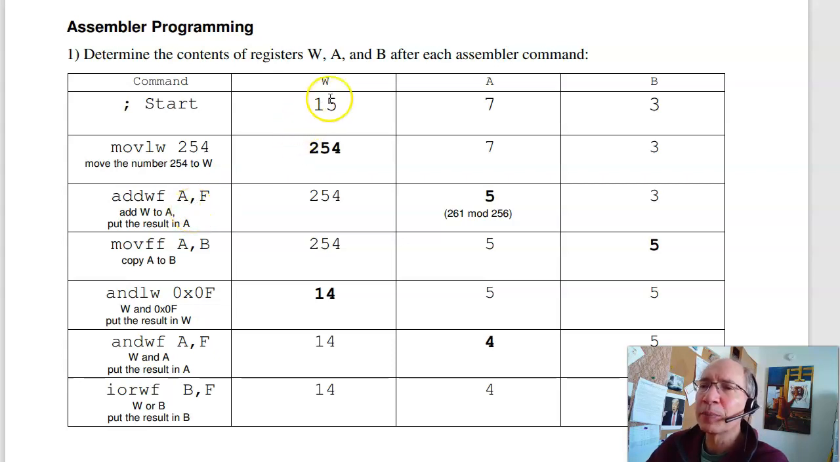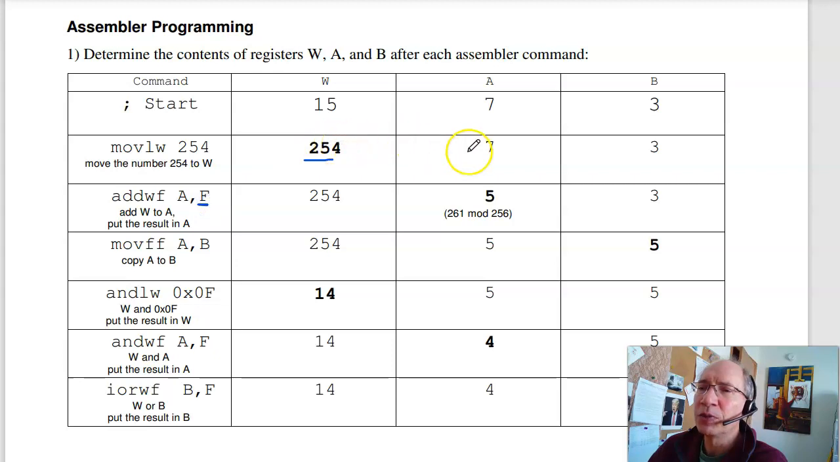For example, if I start out with 15, 7, and 3 in these three places, the W register and memory locations A and B, if I move literal 254, that takes the number 254 and moves it to W. So W changes. A and B are unchanged. I'll now take the contents of A, add it to the contents of W, and put the results in A. That's what the F means.